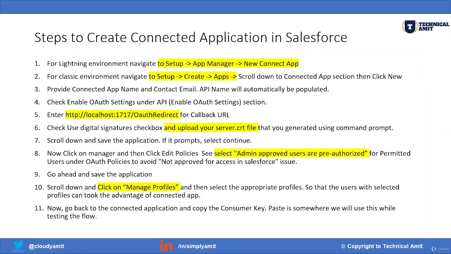Now let's talk about how we can create the connected application inside Salesforce. These are the 11 steps I have outlined. If you are in the Lightning environment, you need to visit Setup, App Manager and Connected Application. If you are in the Classic environment, navigate to Setup, Create, Applications, scroll down to the Connected App section and then click on New. These are all the steps I am going to walk you through.